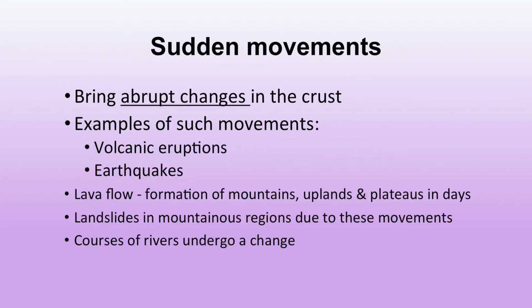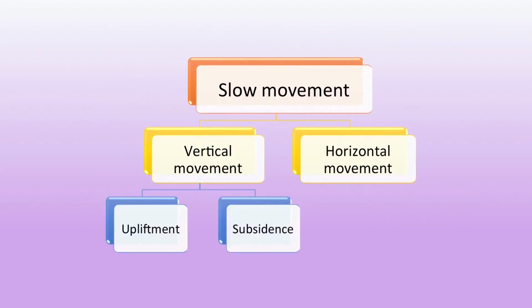The second type of forces are sudden movements. These bring abrupt, sudden changes on the Earth's crust. Examples of such movements are volcanic eruptions and earthquakes. Lava flow, landslides, all these are sudden movements that take place on the Earth's surface. Now slow movements are again of two types, vertical movements and horizontal movements. Vertical movement is again of two types, upliftment and subsidence.